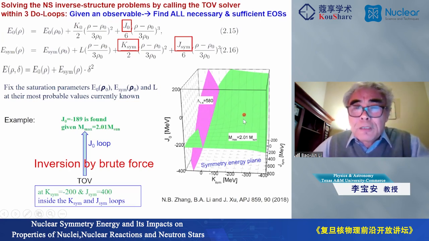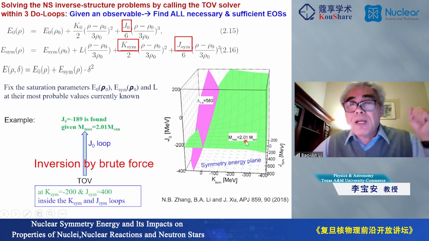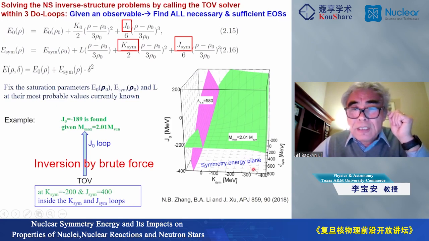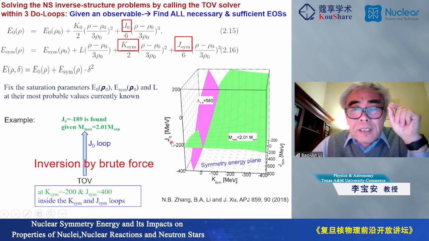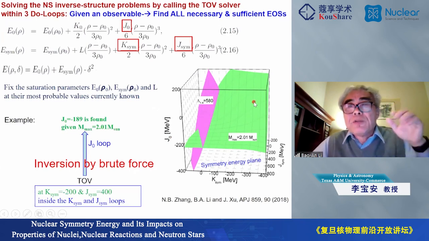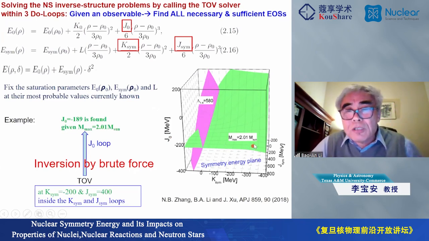For instance, if you require a maximum mass of 2.01 solar mass, you see that every point on this green surface can give you exactly the same maximum mass. And here you see that when K_sym goes very negative or J_sym goes very negative, your symmetry energy becomes very soft, super soft. Then the required stiffness of symmetric matter needs to be higher, because you need to make your equation of state stiff enough to support the two solar mass neutron star.